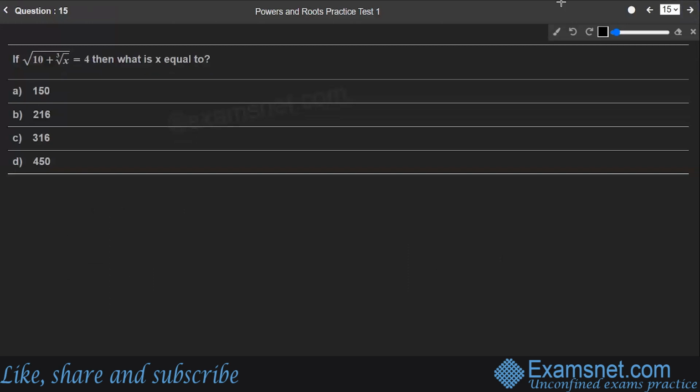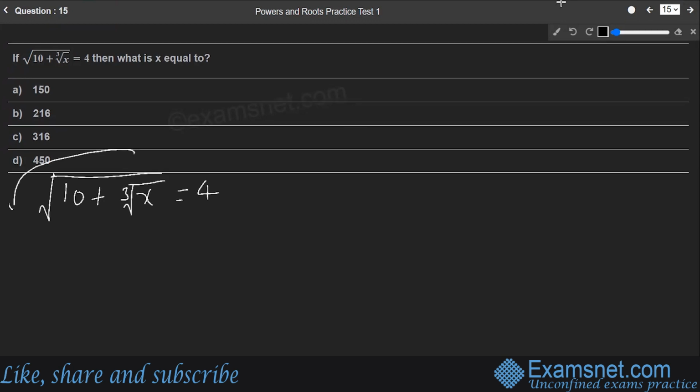Okay, under root of 10 plus cube root of x equal to 4, then what is the value of x? As the question says, under root of 10 plus cube root of x is equal to 4, then what is the value of x? So for finding out x, we are supposed to first remove this under root and cube roots. For that, we have to remove this first bigger under root. For that, we have to square both sides. So squaring both the sides, we're going to reach 10 plus cube root of x is equal to 16 on the right hand side.